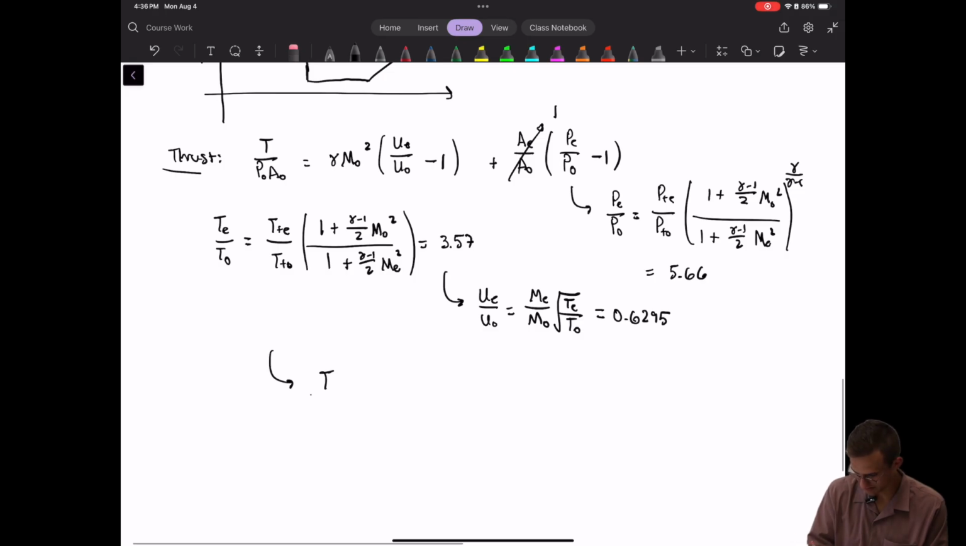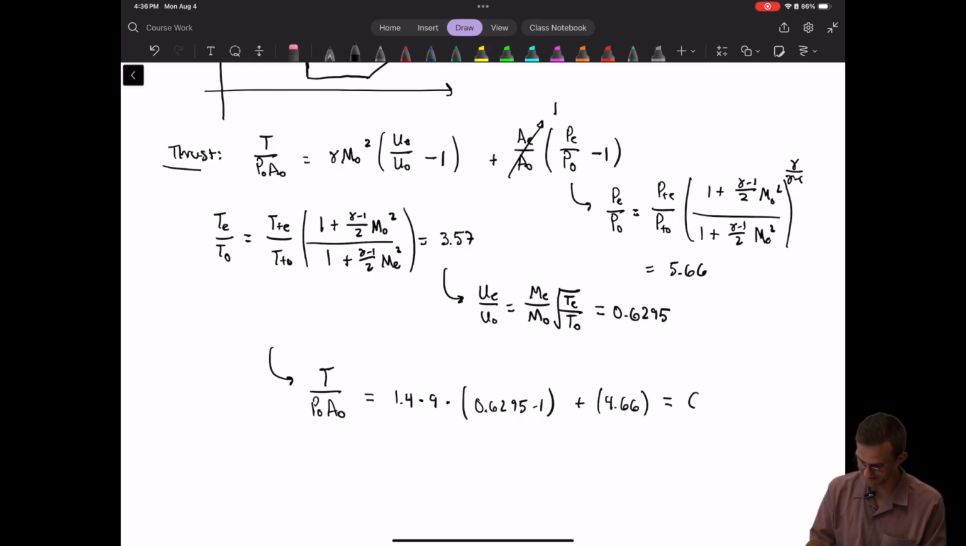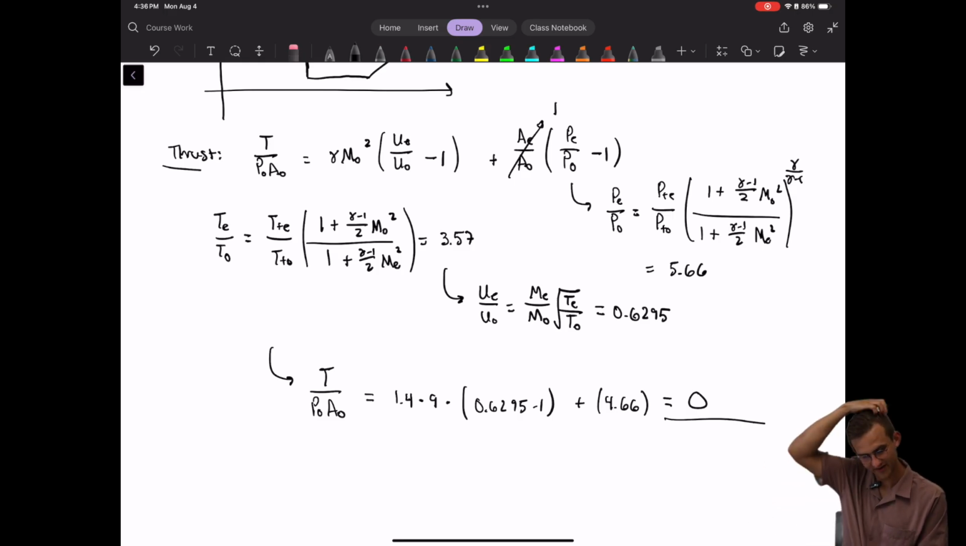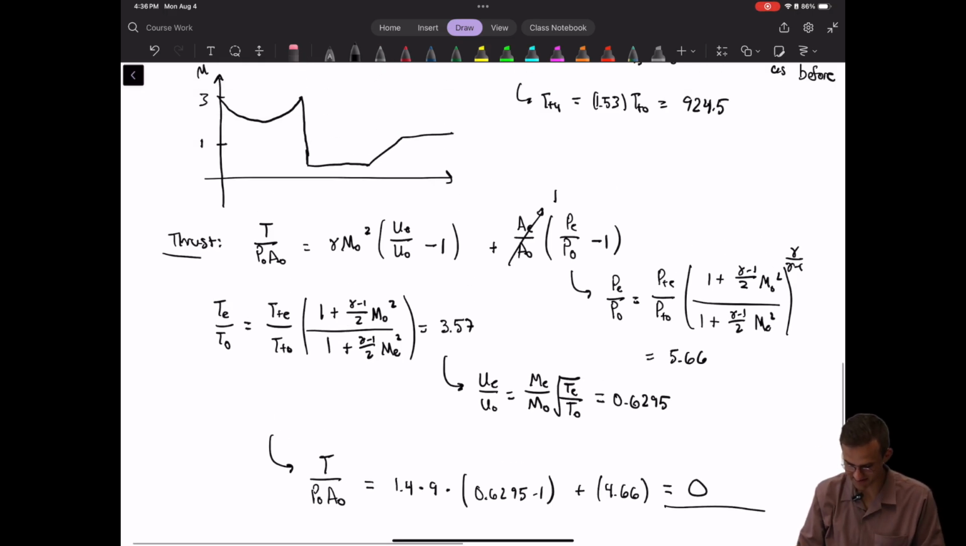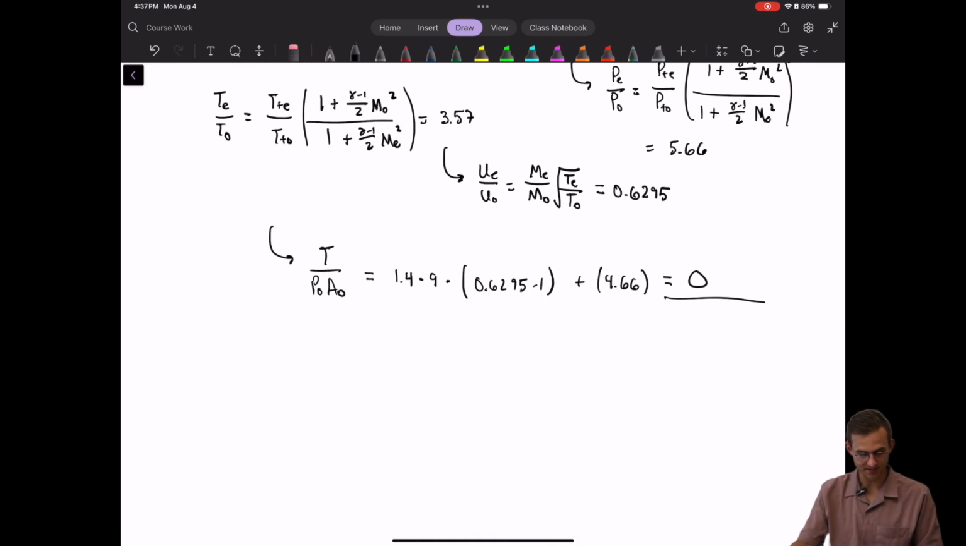Okay? So then let's calculate the thrust. The thrust, the non-dimensionalized thrust, is equal to 1.4 times 9, so that's the M naught squared, times this 0.6295 minus 1 plus 4.66, and what we end up with is 0. It all cancels out. Okay, so this engine that we've produced here is not producing any thrust at all. Not ideal, but let's go ahead and move in the direction of this thrust.